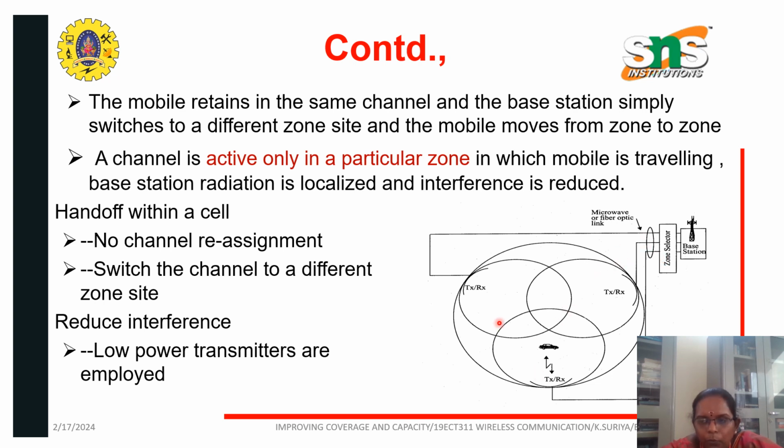So when a mobile moves within this particular cell, handoff is not needed. So no channel reassignment is done, and the channel is switched to the different zones. The channel will be automatically shifted from one zone to another. No need of handoff here. And also interference will get reduced because you are using low power transmitters in each zone.